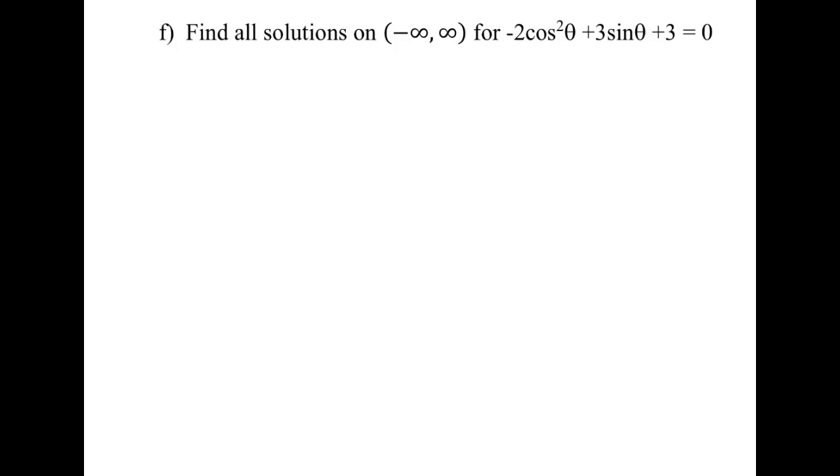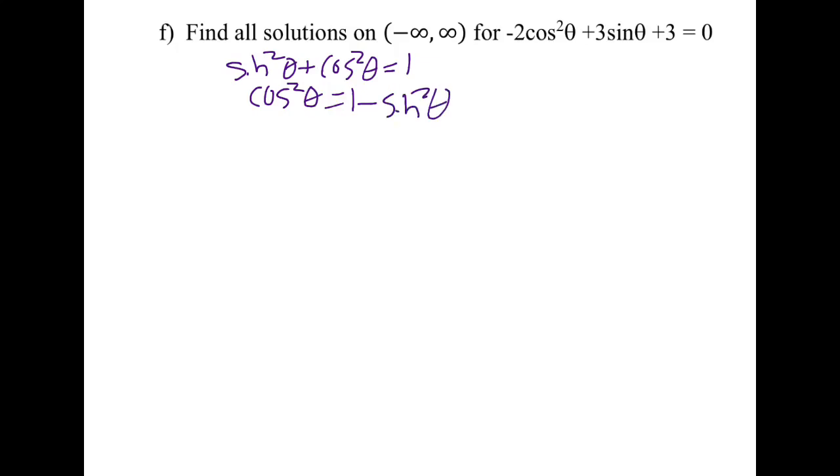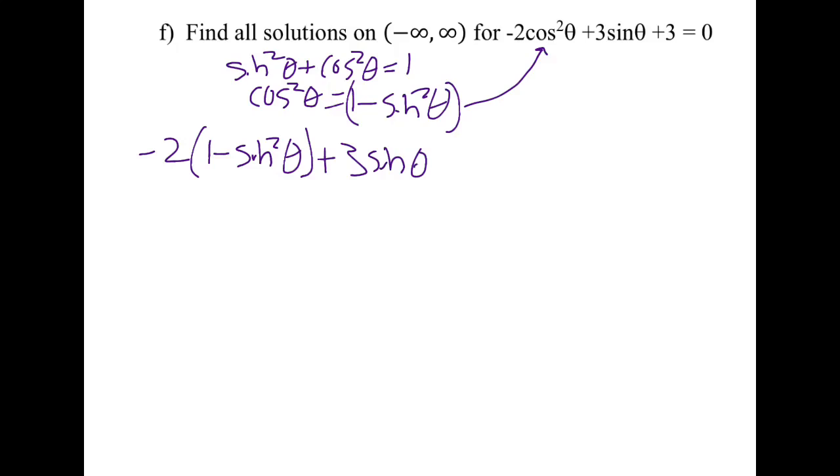So think about what we know. We know that sine squared theta plus cosine squared theta equals 1. So let's subtract sine squared theta from both sides to get cosine squared theta equals 1 minus sine squared theta. Because now we can make this substitution right there. So we have negative 2 parentheses 1 minus sine squared theta plus 3 sine theta plus 3 equals 0.